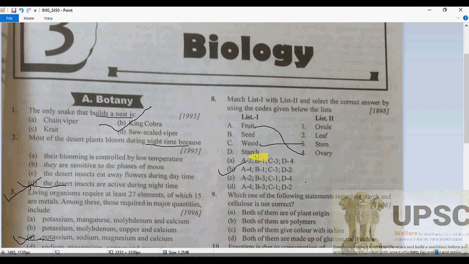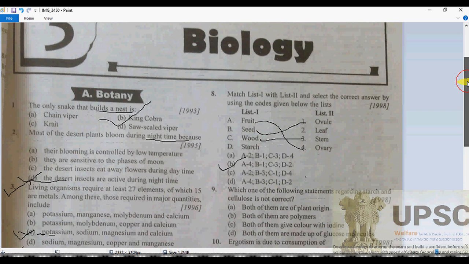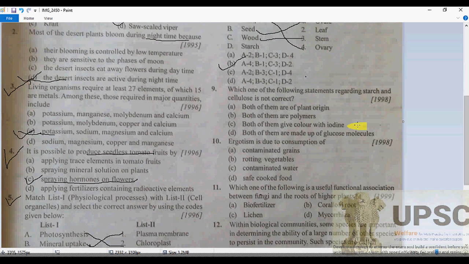And as we know, the leaf produces starch when photosynthesis occurs, and the seed develops from the fertilization of the ovule. So seed from ovule, that will be question number 9, C.